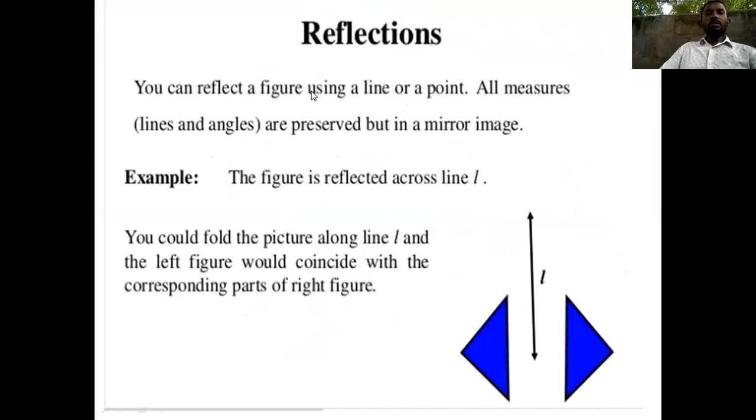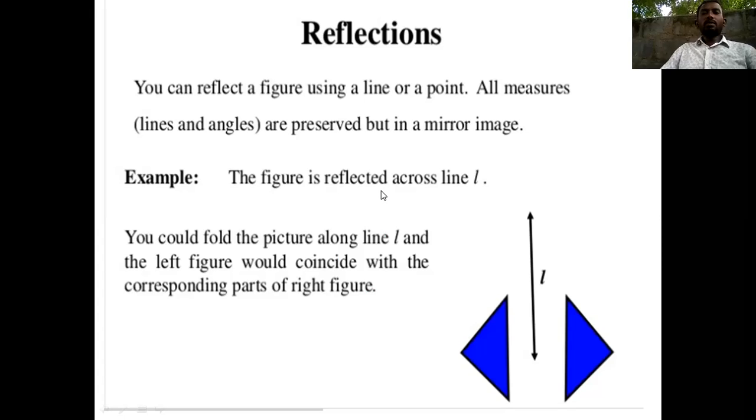You can reflect a figure using a line or point. For example, you can take any one object, or we can call it a figure, and you want to reflect it. How can you reflect it? By using a line or point, you can reflect the figure, the object. All measures, lines and angles are preserved, but in a mirror image only.